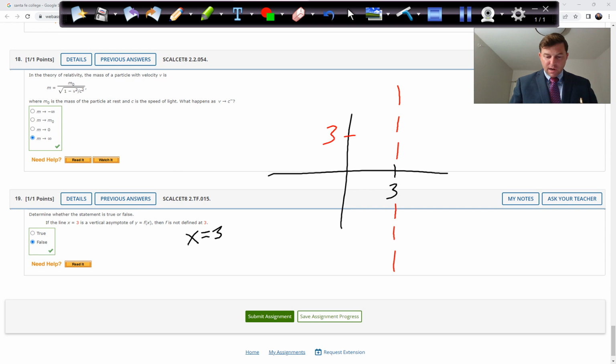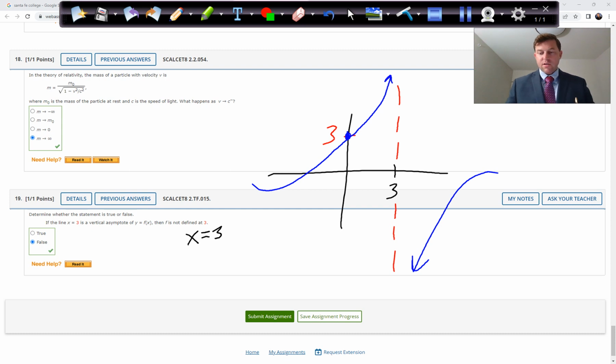Well, maybe they're talking about y equals 3, not x equals 3. And my function looks like this, something like that. Well, sure, it's defined at 3 right there. So they weren't clear enough. You have to be clear when you state this.